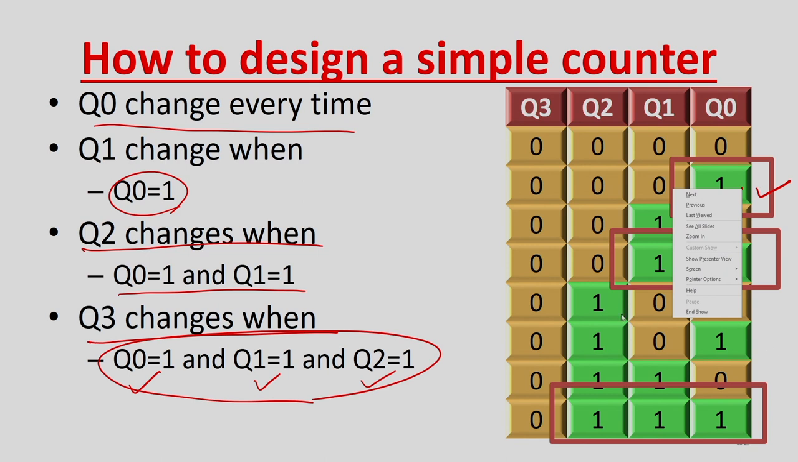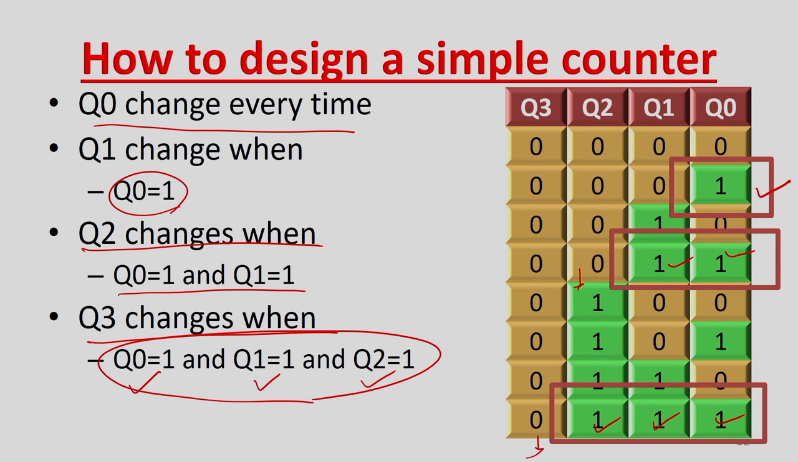And similarly, this thing Q2 changes whenever Q1 and Q0 are equal to 1. Similarly, at this point, whenever all three, Q2, Q1 and Q0, are equal to 1, at this time Q3 will change.